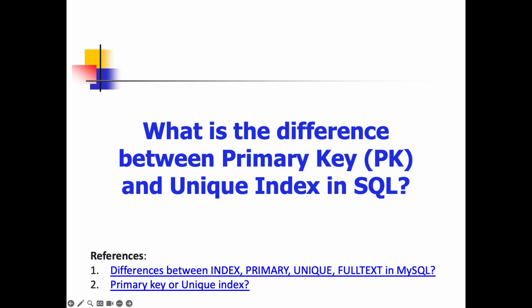And so I provided a link here. I think it was very helpful for me when I was first confused about these concepts, so I highly recommend you read it. I think one of them was from Stack Overflow, which clearly explained the differences between index, primary, unique, and all of these.